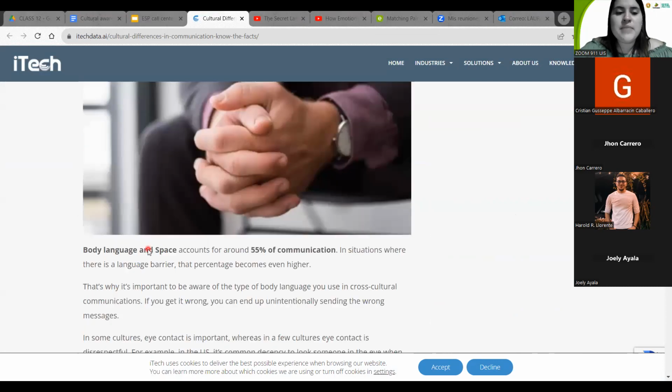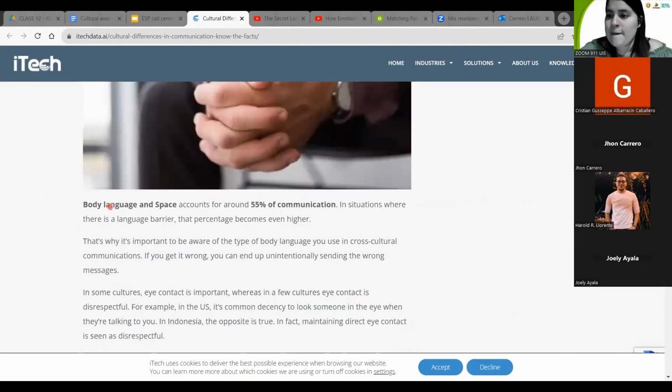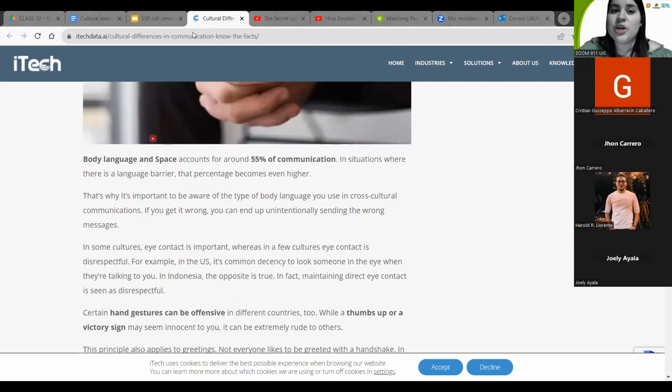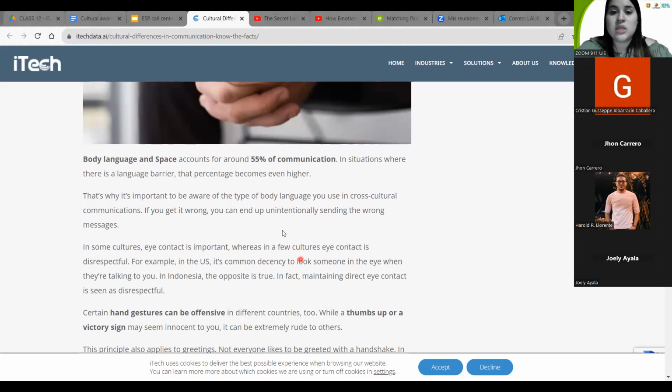So let's start reading. The first one is body language and space. Christian, can you please start reading? I'm going to share the link with you, but I'm also going to be sharing my screen, so you can read from my screen or from your screen, whatever you prefer. Christian, can you start reading, please? Yes, give me a minute.